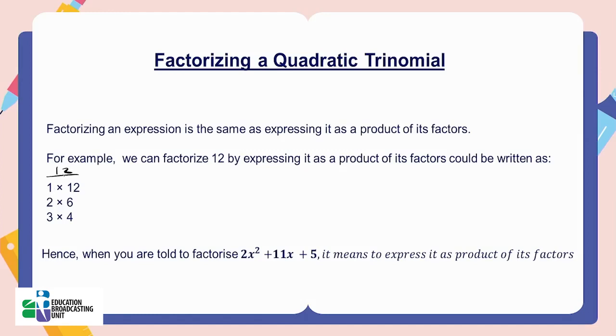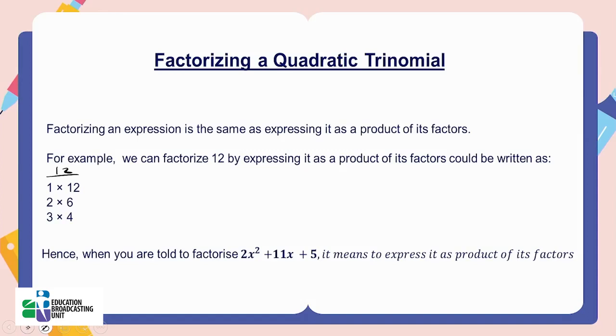1 times 12 gives us what? 12. 1 and 12 are factors of 12, and when we multiply 1 by 12, we get 12, the product. 2 times 6 as well gives us the product 12. So 2 and 6 are factors of 12. So we're expressing 12 as a product of its factors. Same thing goes for the other two factors, 3 and 4. 3 times 4 gives us 12. So when we are asked to factorize 2x squared plus 11x plus 5, which is a quadratic trinomial expression, it means to express it as a product of its factors.